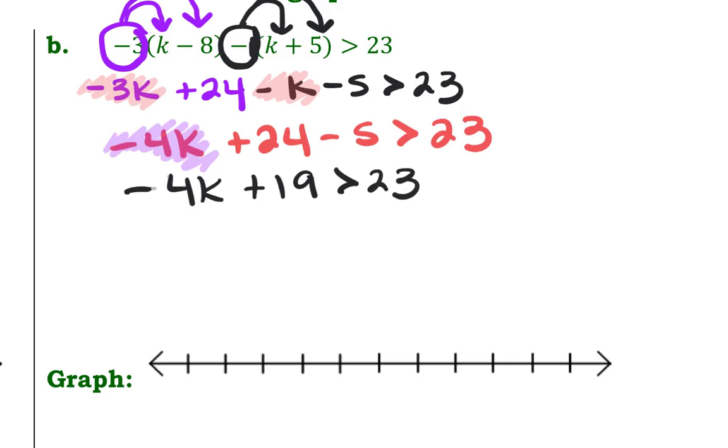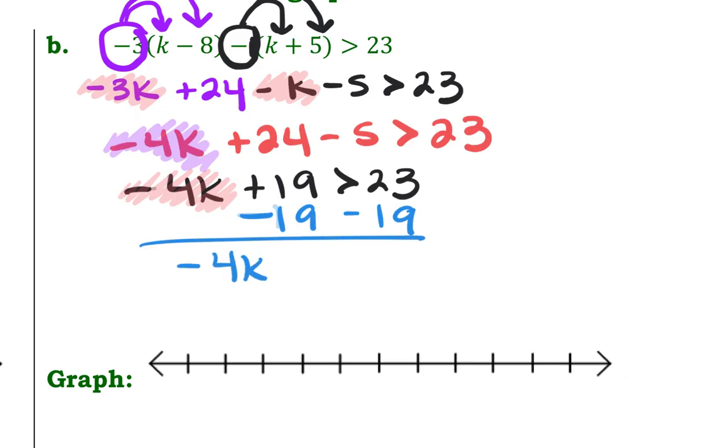All right, still highlighting. We have 2 items on the left side. So what do I need to move over? The 19. I want to eliminate it by doing the opposite. What's the opposite of adding? Subtracting. So we're going to minus 19 on both sides. What's 23 minus 19? 4. And our last step is to divide.